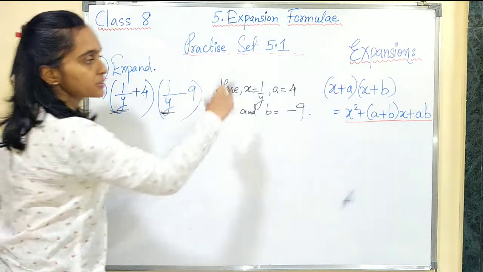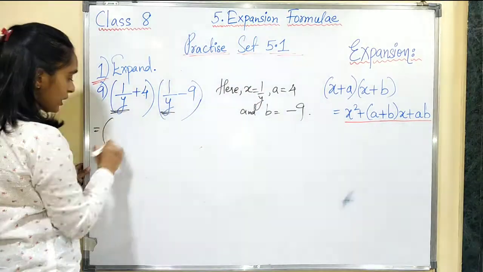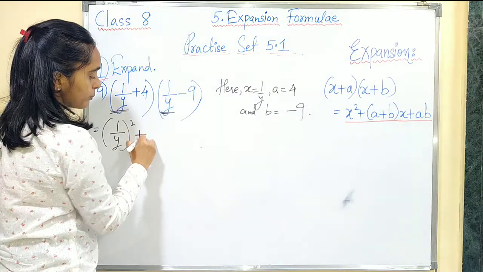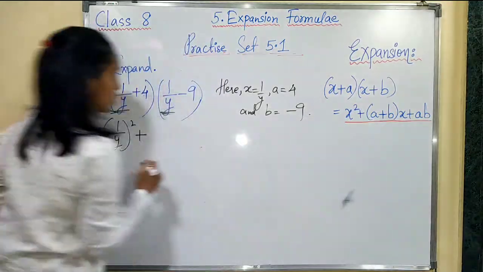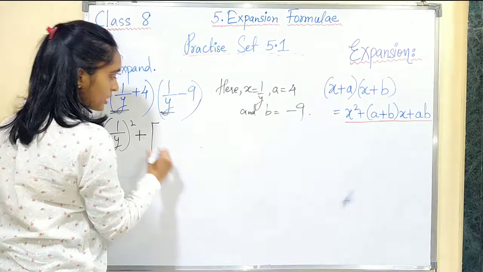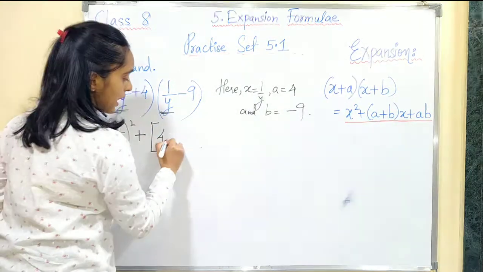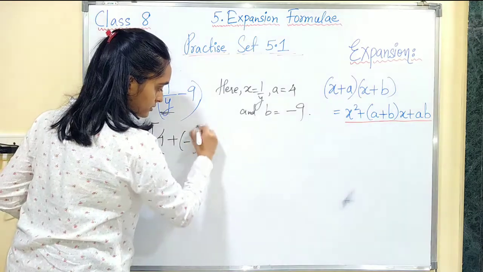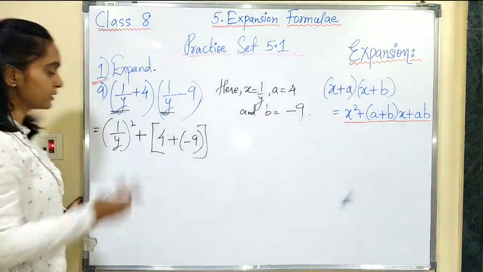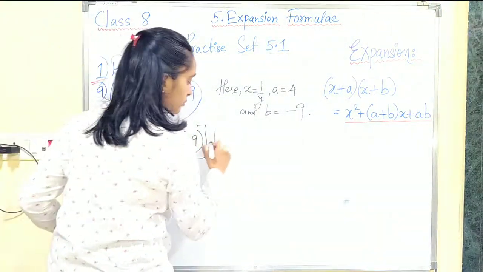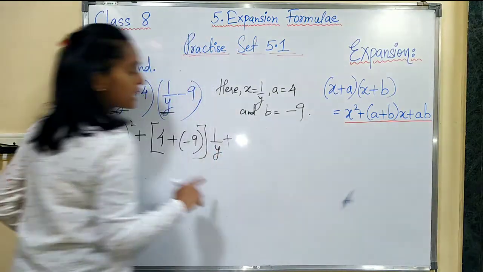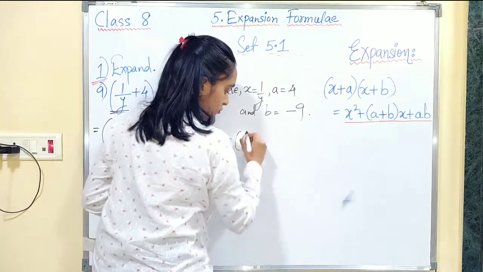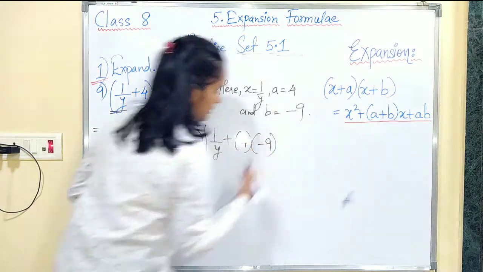Okay. So now by using this expansion we get this equals x square. So squaring this value, (1 upon y) the whole square, plus (a plus b), so a is your 4 and plus b, so b is your minus 9, minus 9, multiplied by x, so x is 1 upon y, plus a multiplied by b. So 4 multiplied by minus 9.